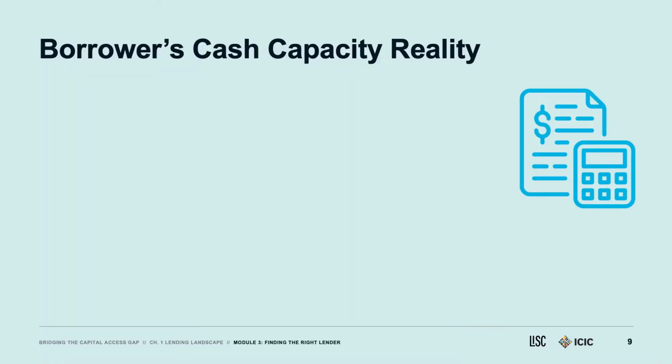So one of the first initial assessments you want to do with your client when you're doing this initial matchmaking is looking at the borrower's cash capacity. And this will help you determine how much money your client might be able to afford. Now, there's a lot on this slide, and future modules will give you much more information about how to do this assessment. But for now, let's just suffice it to say that the amount of money your client can borrow is a reflection of your client's current realities, and one of those is cash.